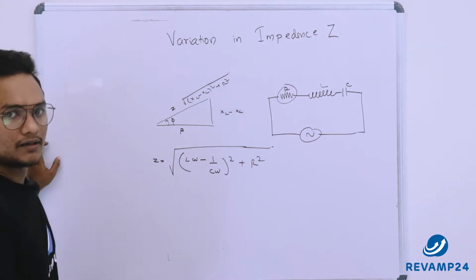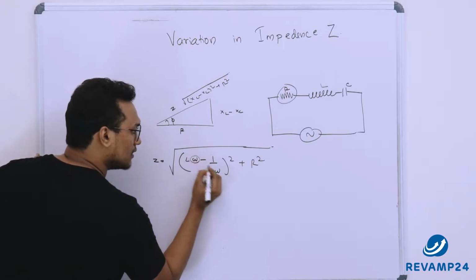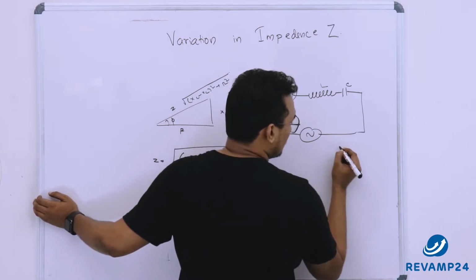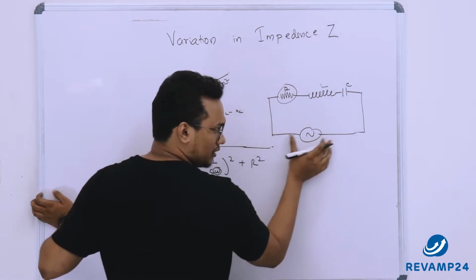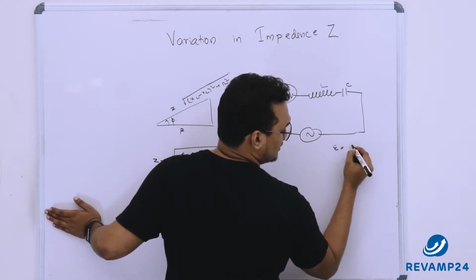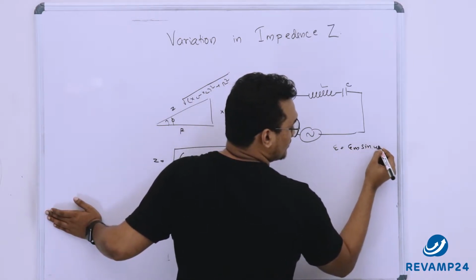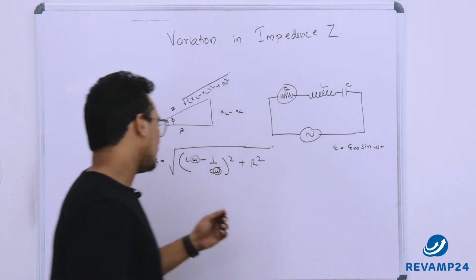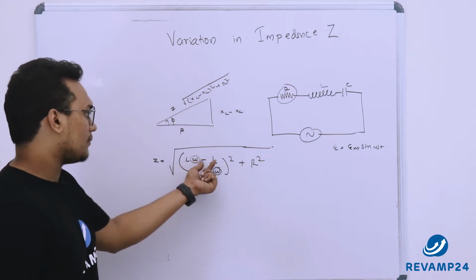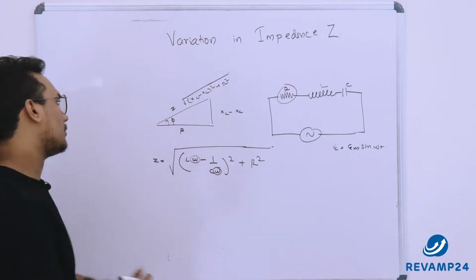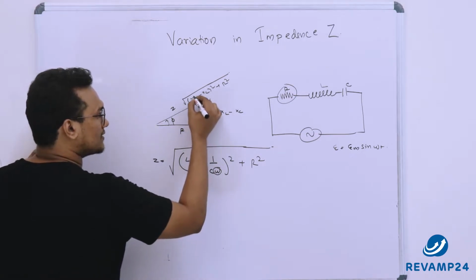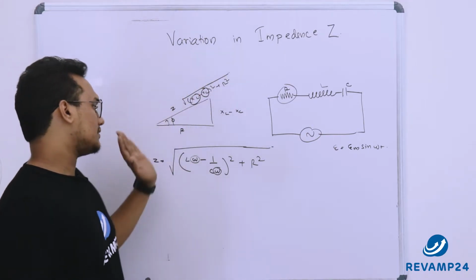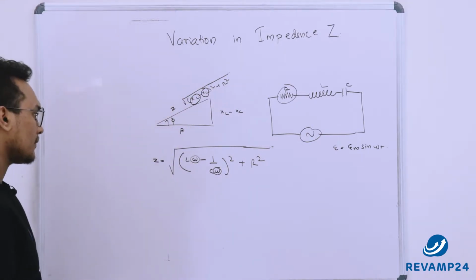Then it would be due to what? It would be due to this omega. And change of omega is possible when we are changing the frequency of the input or the power supply. So the power supply is E equal to Em sin omega t. Now whenever frequency is different, then the value of L omega minus 1 by C omega would be different. Or basically I can say that whenever frequency changes, XL will change and XC will change, making a change in the net value of the impedance.